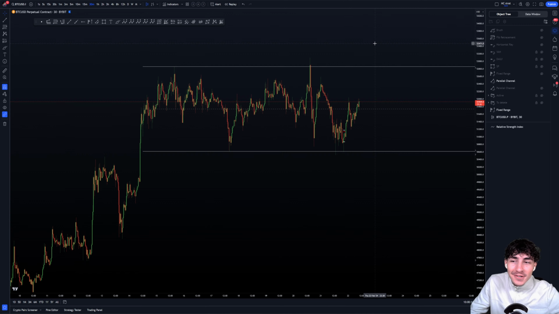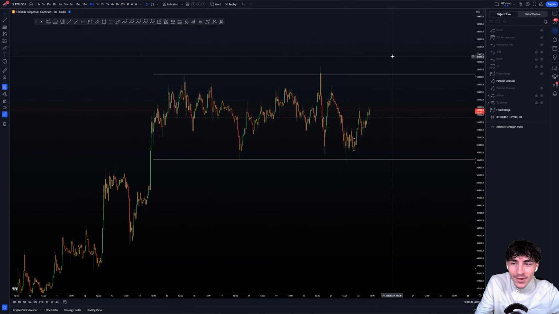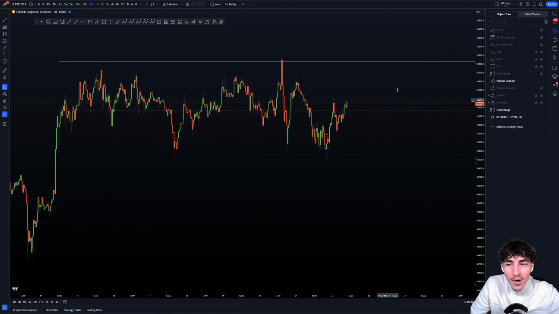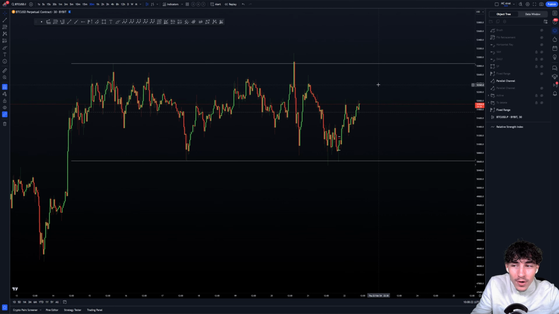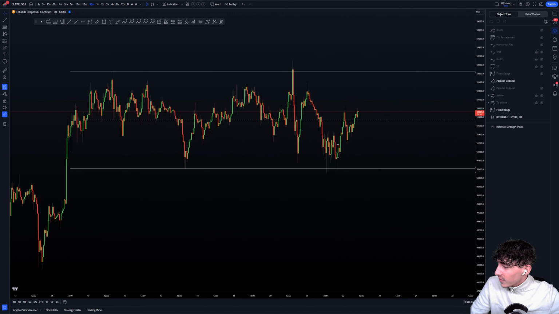We're still within this range at the moment. It's just totally range bound. But we're still going to update the chart because, as always, there are some possible trades everywhere here in this range.